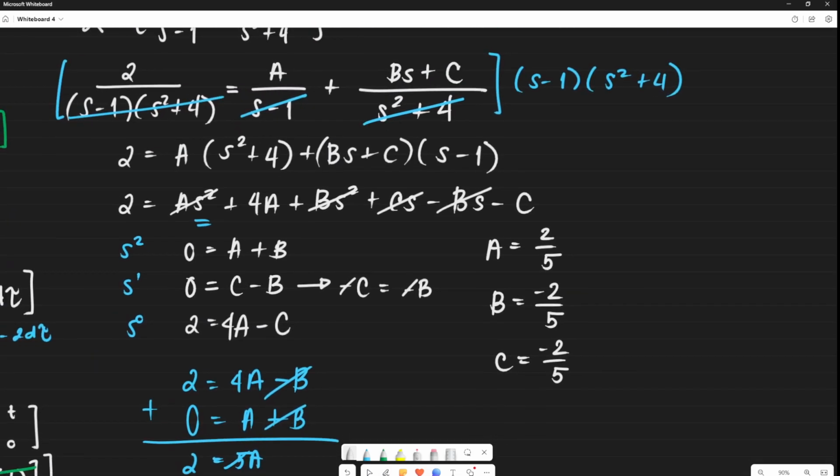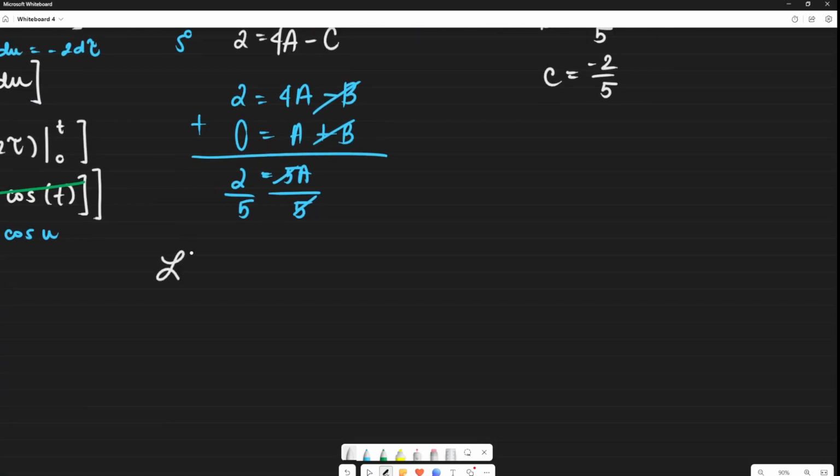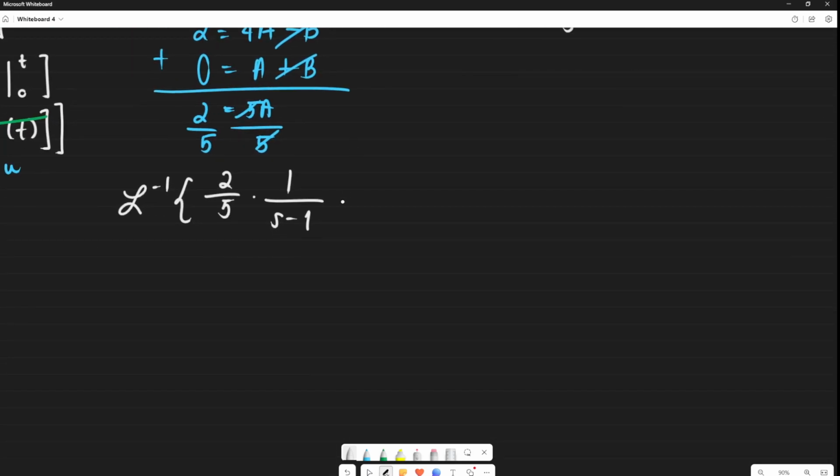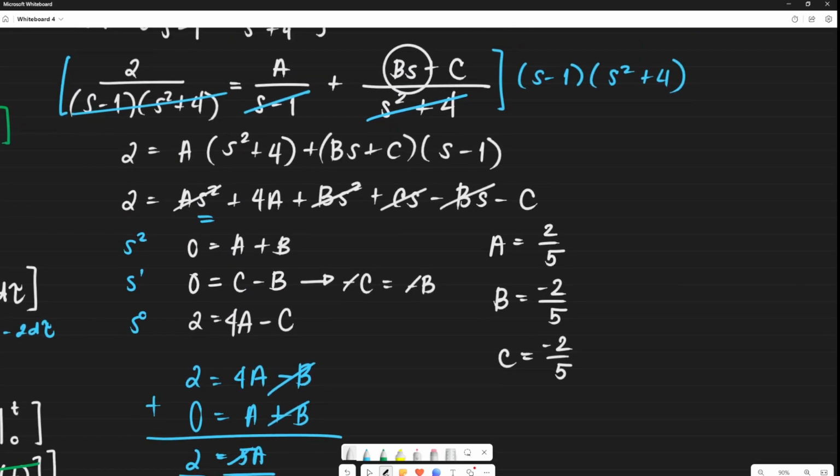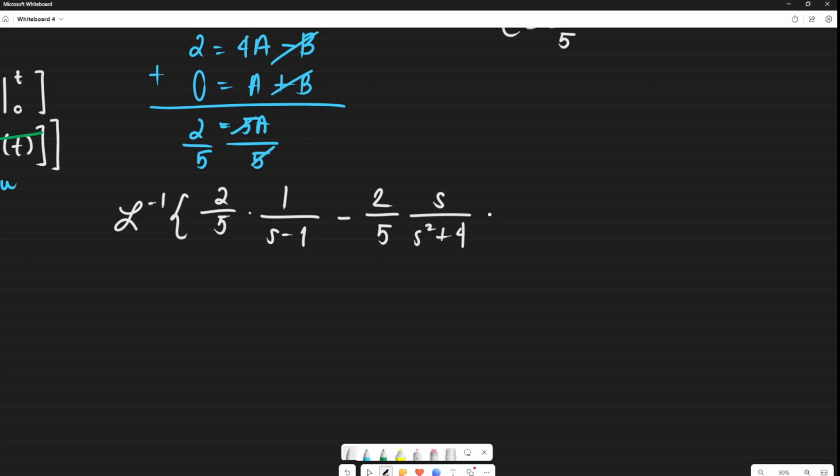So therefore, our new decomposition is the inverse Laplace transform of 2 over 5 times 1 over s minus 1. So that will be for A, tama. Then we have minus 2 over 5 times s over s squared plus 4. So this will be for B. Ayan. Then for C, we have minus 2 over 5 times 1 over s squared plus 4.